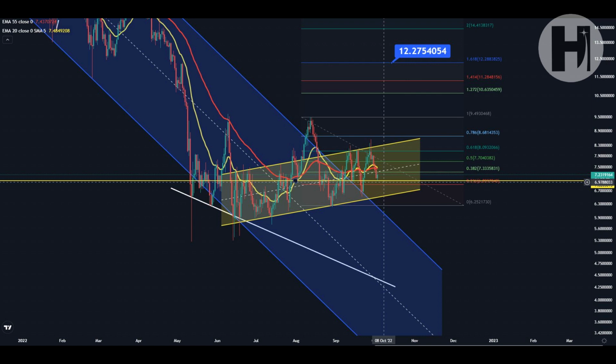So what I'm doing is I'm dollar cost averaging. I have enough Chainlink for now. If it starts dropping more, I may buy more, but for now I have enough. I'm dollar cost averaging into other tokens.